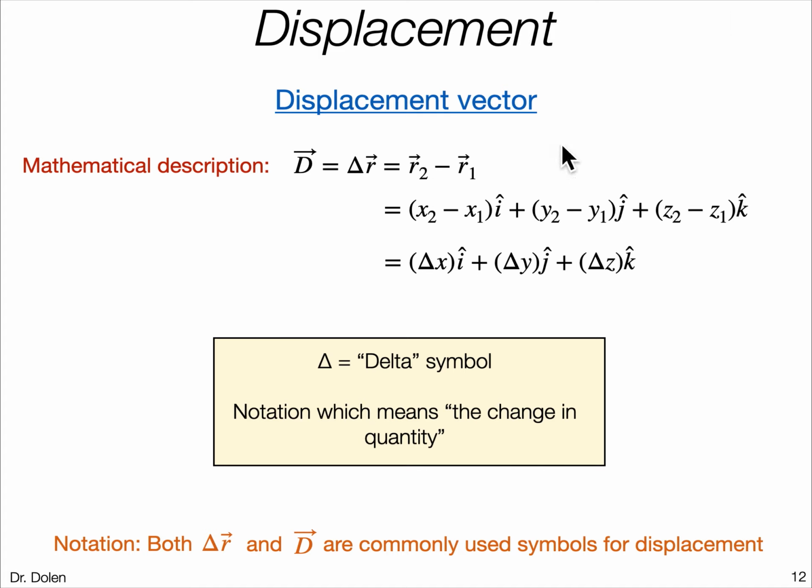I can always break that up into components because we know how to subtract vectors. So I'm going to subtract the x components of these two vectors and put them in front of the i hat. I'll subtract the y components, put those in front of the j hat, subtract the z components, keep those in front of the k hat. So in the end, we end up with our displacement being defined as my change in x, i hat, plus my change in y, j hat, plus my change in z, k hat. And I already mentioned the notation here.